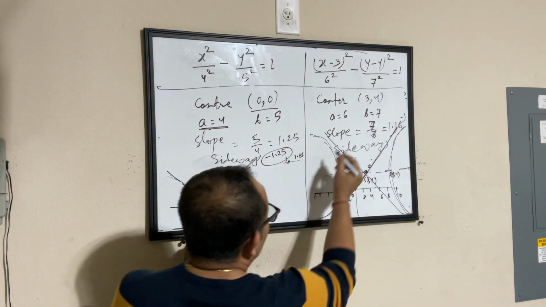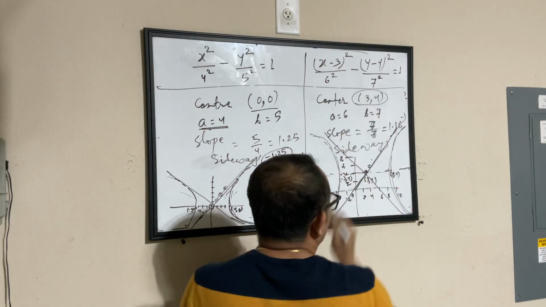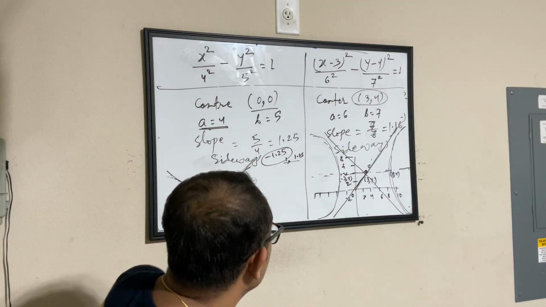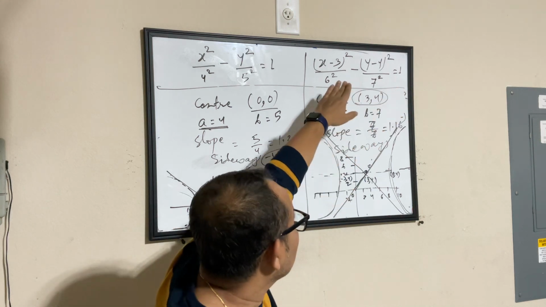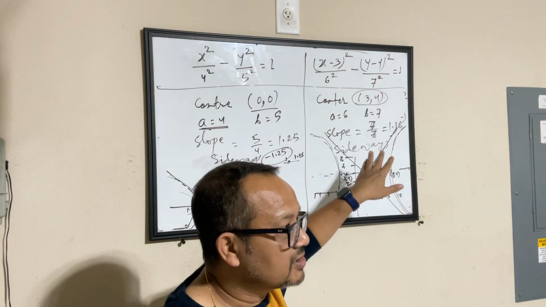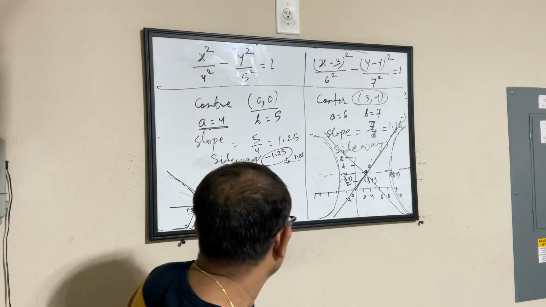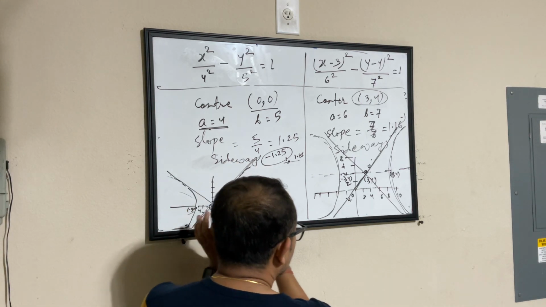Here, when my center moved by 3, 4, my center moved from 0, 0 to 3, 4, meaning I had a standard form, but with center not coinciding with the origin or the center of the coordinate plane. You literally saw this thing shifting.